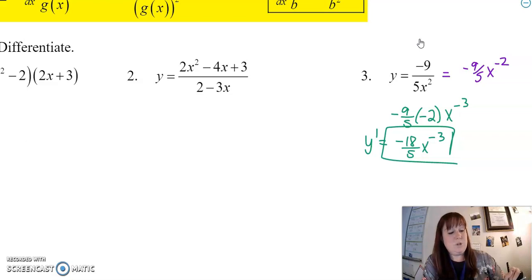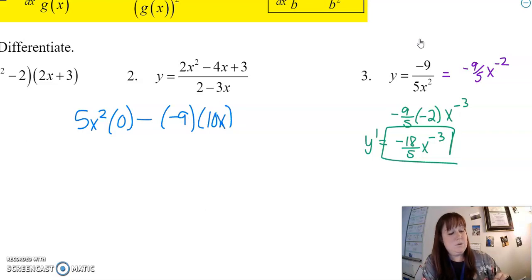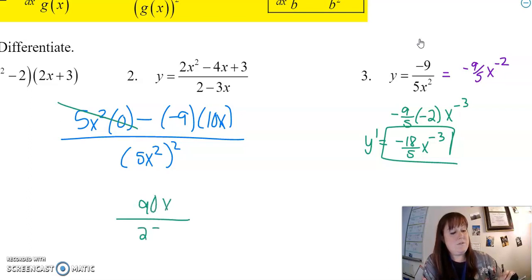So we would do low d high, the derivative of a constant is 0, minus high d low, square the bottom, and away we go. So that becomes 0. That becomes 90x over 25x to the 4th, which gives us 18. Oops, I had a negative there. That would be negative 18/5 and the x cubed on the bottom. See how it came out to the same thing?